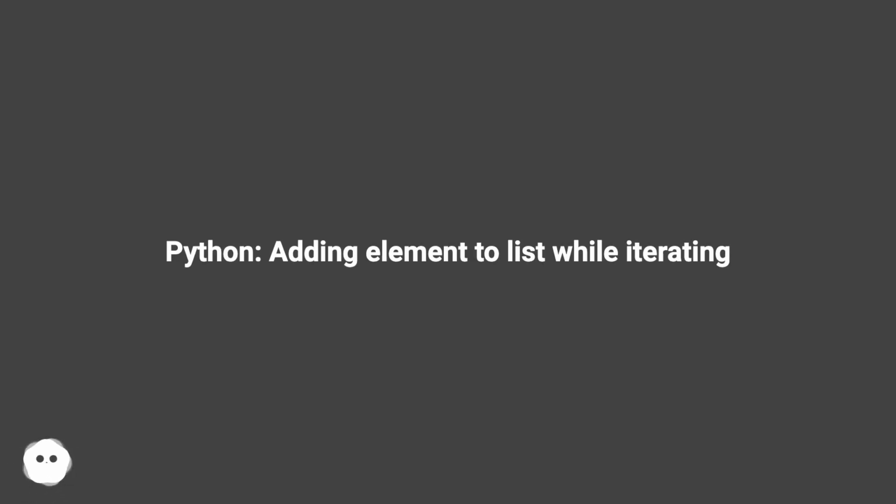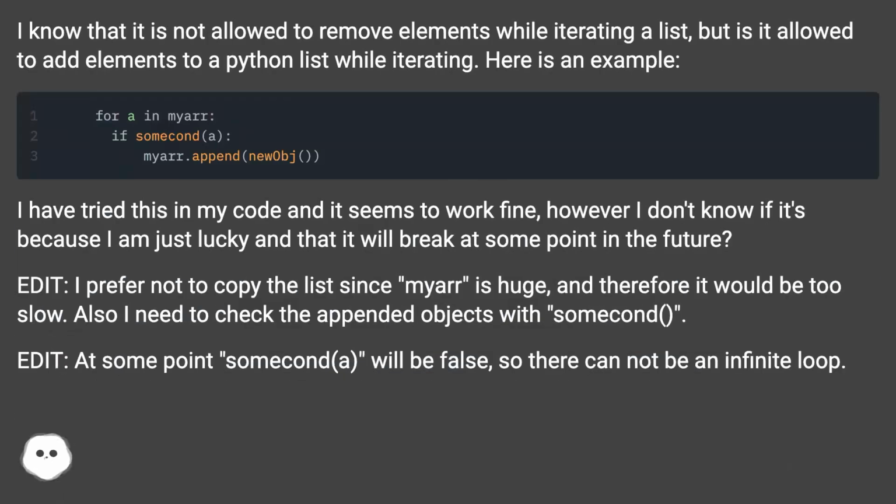Python, adding element to list while iterating. I know that it is not allowed to remove elements while iterating a list, but is it allowed to add elements to a Python list while iterating? Here is an example.